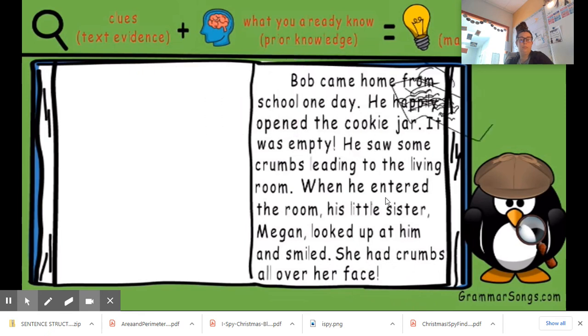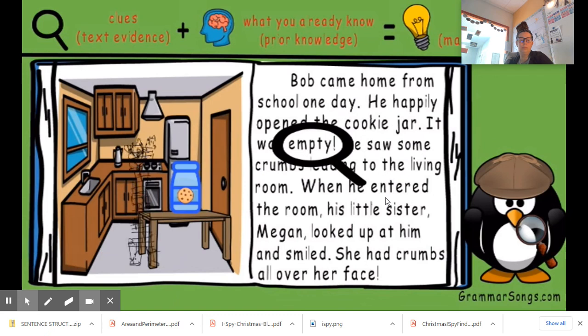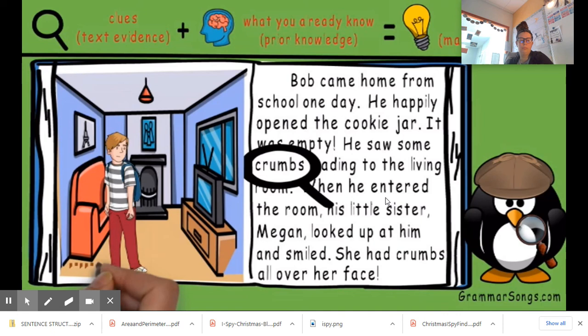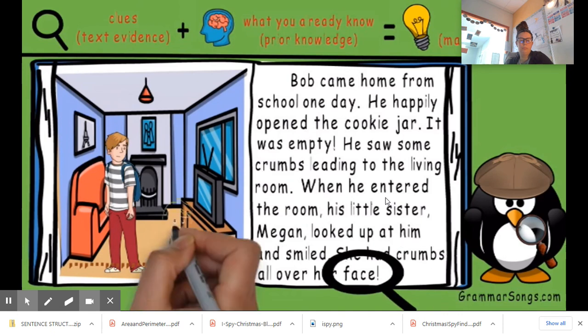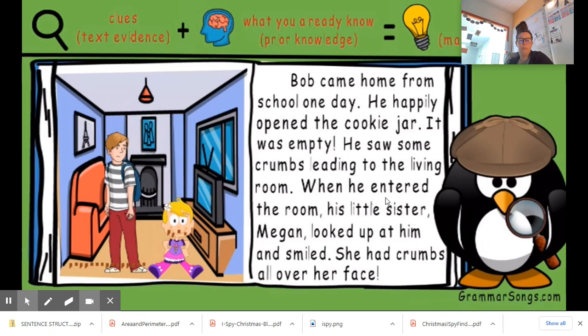Detective Waddle? Well, when Bob came home and found the cookie jar empty, he was disappointed. I know I feel disappointed when things don't turn out the way I planned. I also know that Bob followed a trail of crumbs to the living room where his sister Megan had crumbs on her face. I know little kids make a mess when they eat something. My prior knowledge tells me that Megan was eating something.